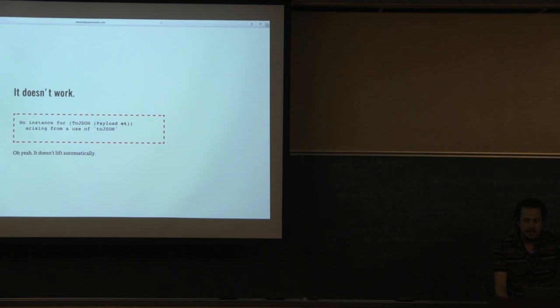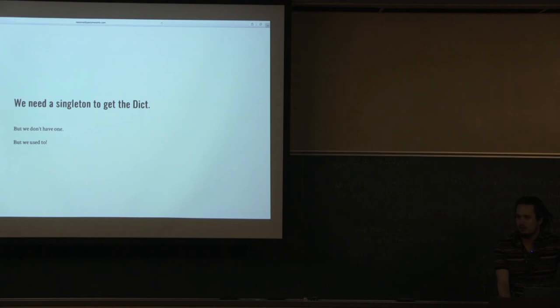And that's cool. But we need a singleton to get that dictionary, and we don't have one. Because we used to have it, but we didn't record it. We threw it away. We didn't think we needed it. And it turns out we do. And so there's a really easy fix, right? When we construct this thing, we'll just keep the singleton that we used to construct it.